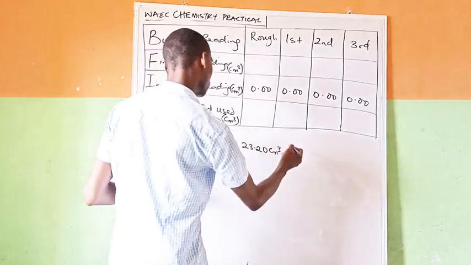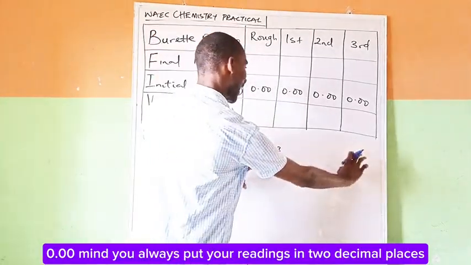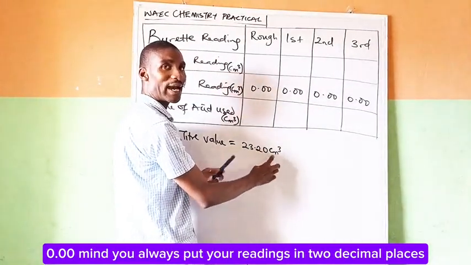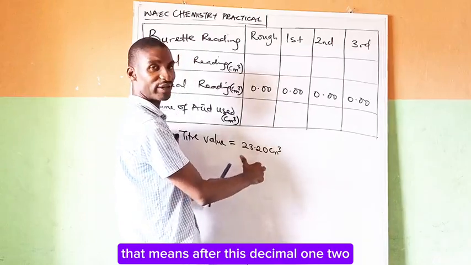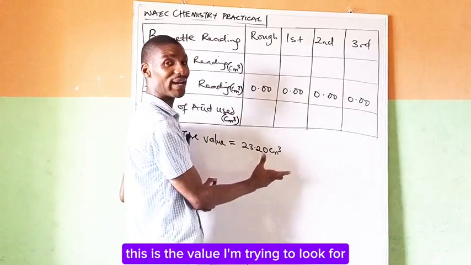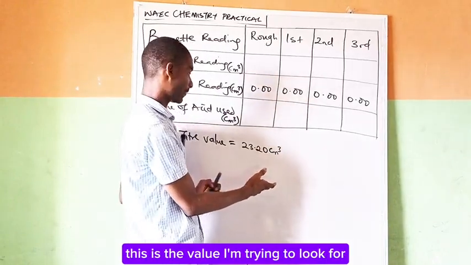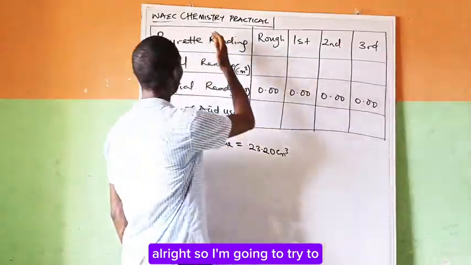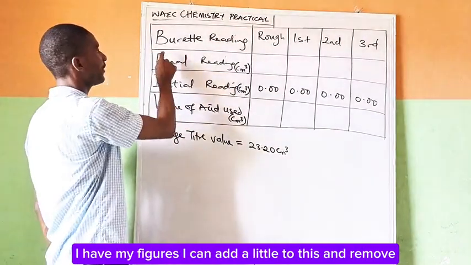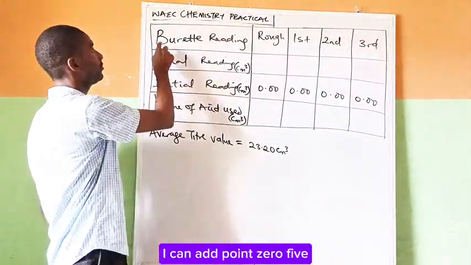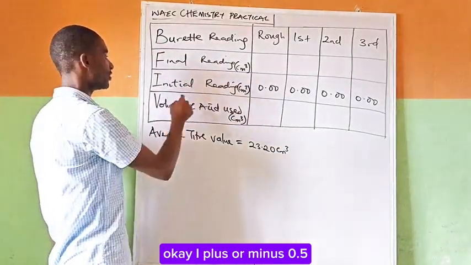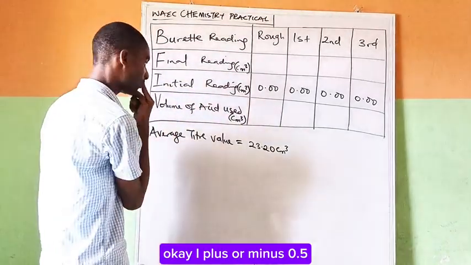All right. So I'm going to try to have my figures. I can add a little to this and remove. I can add 0.05, plus or minus 0.05. So like I said, BFIV, that's an acronym. B means burette reading, F is the final reading, I is the initial reading, V is the volume of acid used.